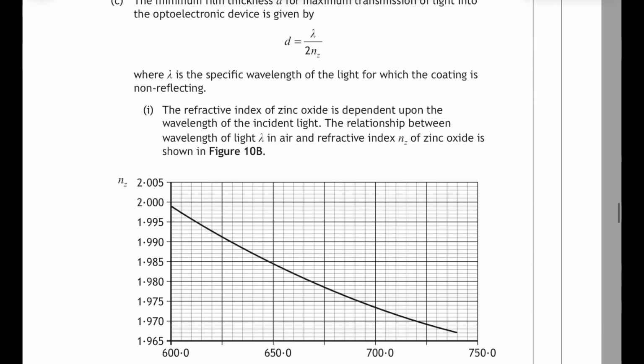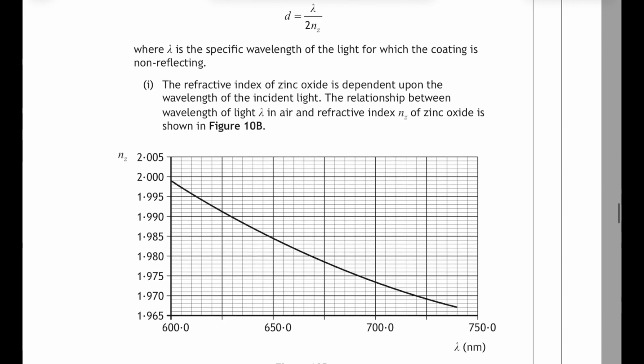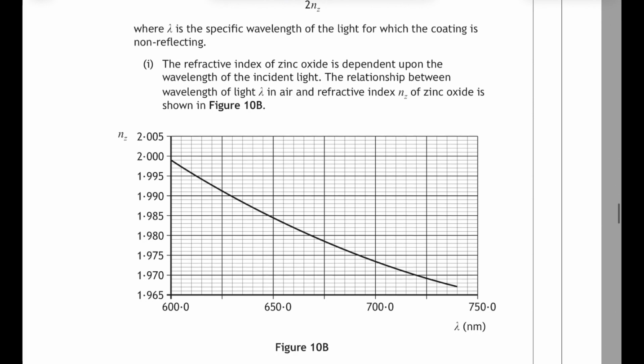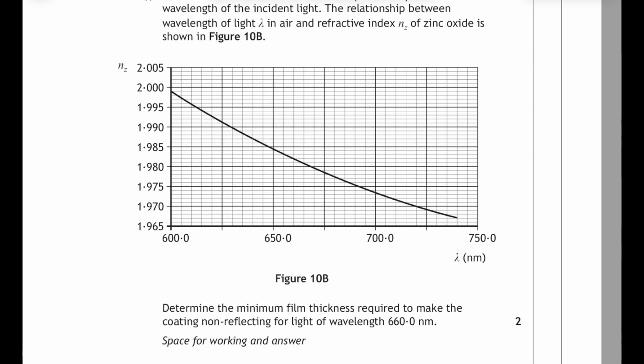And in part 1, we've got a graph, and we're told the refractive index of zinc oxide is dependent upon the wavelength of the incident light, and the relationship between the wavelength of the light lambda in air and the refractive index NZ of the zinc oxide is shown in figure 10b.